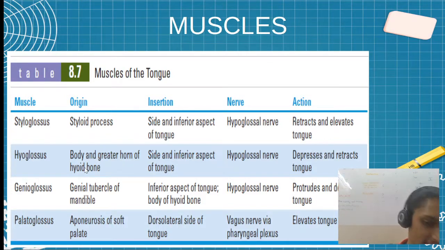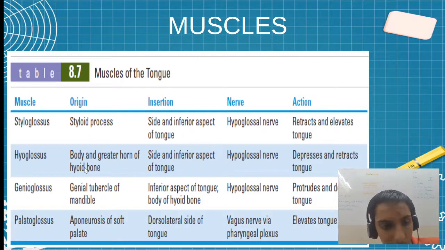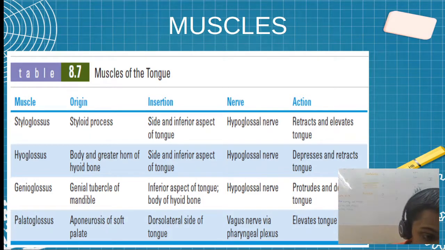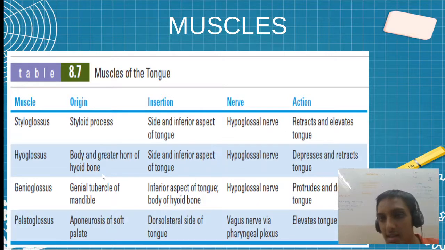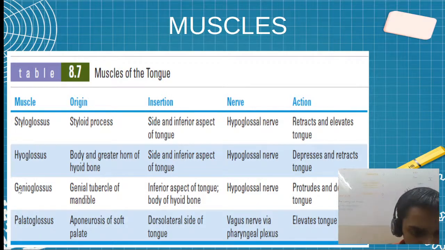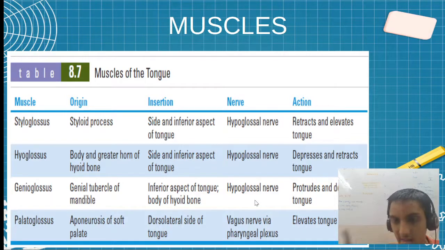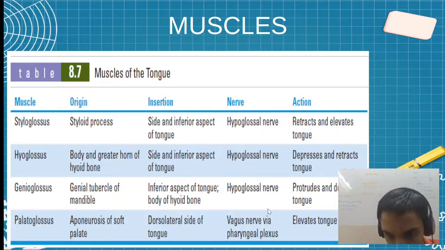That's all. There is no side. And nerve supply very easy. All are supplied by hypoglossal except palatoglossus. That is pharyngeal plexus of vagus. Please remember this exception. So when you are asked what is the exception for the nerve supply of the extrinsic muscles of tongue, your answer should be palatoglossus. It is supplied by pharyngeal plexus of vagus. Okay. Rest all supplied by hypoglossal.